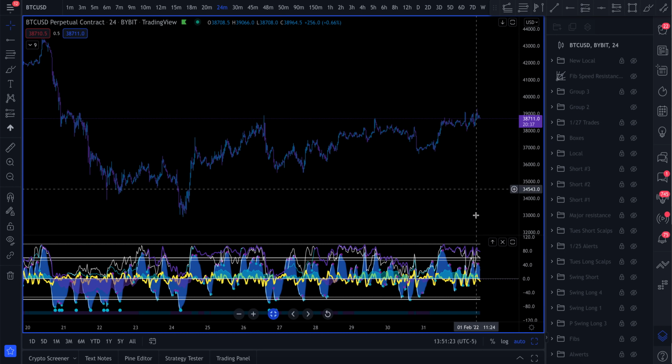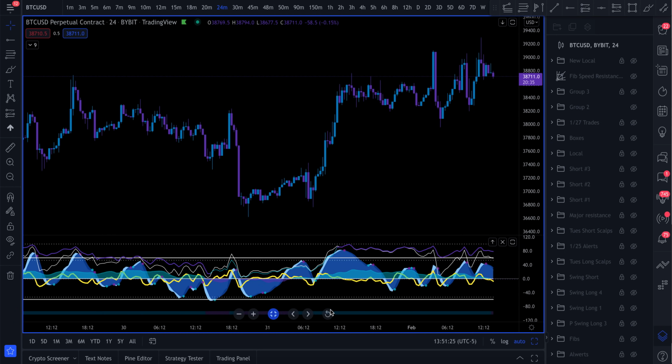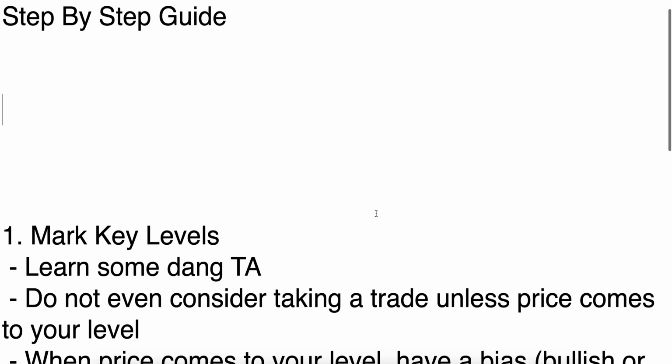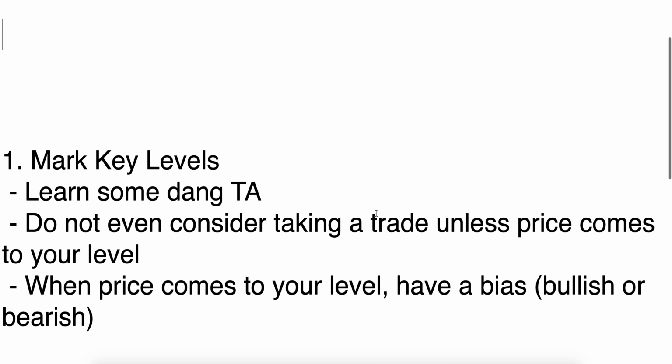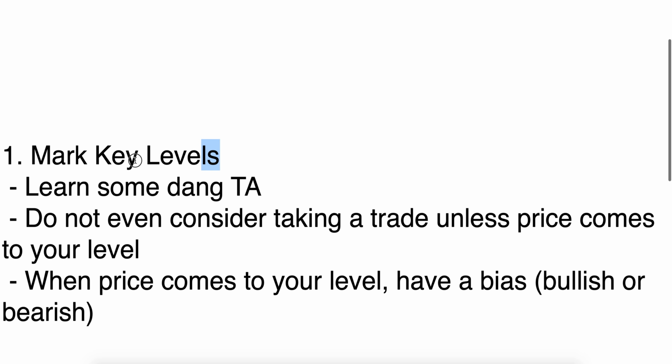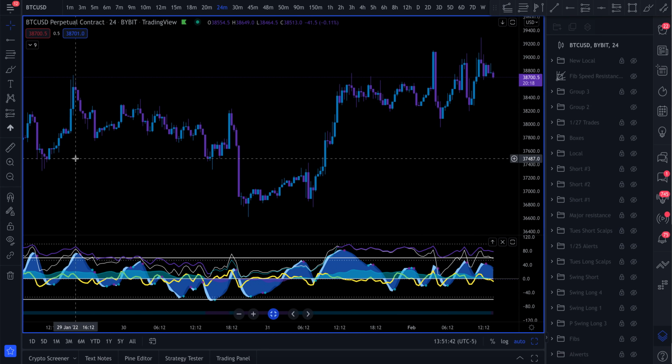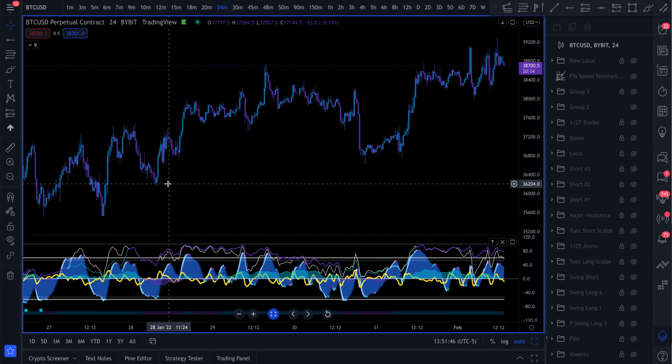All right, so this is the official step-by-step guide. Okay, step number one is we have to mark key levels on our chart. A lot of people, when they get into trading, they don't want to mark key levels. In fact, I would have to say that this is the bedrock and the foundation of my trading. If I don't have a level on a chart, I do not have any structure from which I can trade from.